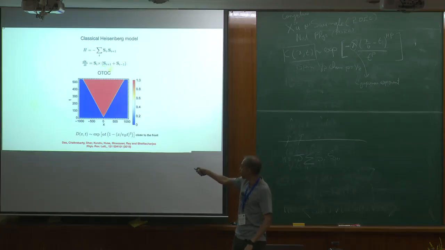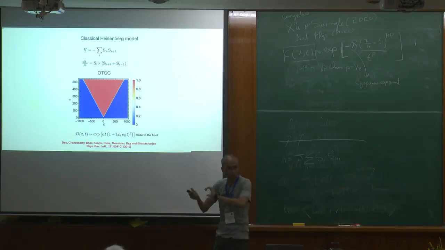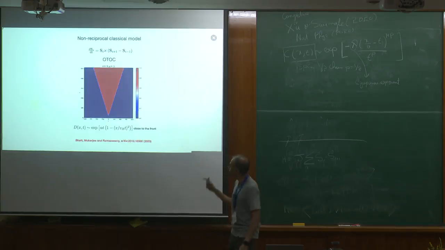So S_{i+1} plus S_{i-1} is like the effective field at that particular point. And so S_i basically feels a torque due to that field. And so this is the dynamics for the Heisenberg model. So what we have here is, instead of S_{i+1} plus S_{i-1}, we have S_{i+1} minus S_{i-1}. Now you might wonder why you would even look at a model like this.